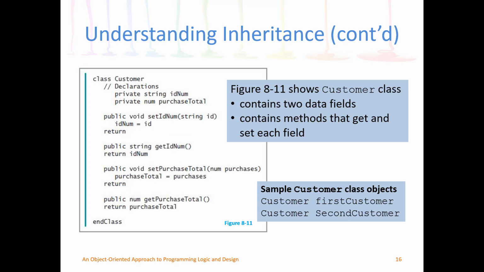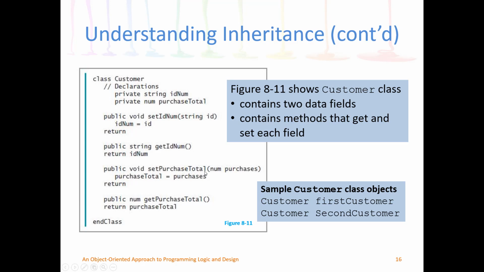So let's look at an example here. Here's customer. And notice in customer, I have an ID number for the customer, and it's a string. And how much they've bought, purchase total, and that's a number. Again, they're private. Now, you don't see a constructor. What does that mean? The constructor is automatically created by the software, or the compiler. So here I'm setting the ID number. Nothing's returned, so it's void. So I read in the string, set the ID number. Here I get the ID number, and I'm returning a string. So I return the ID number.